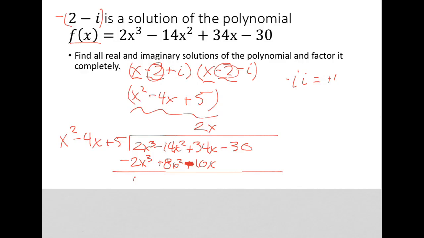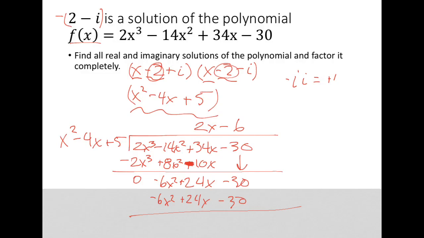2x cubed minus 2x cubed is 0. Negative 14x squared plus 8x squared is negative 6x squared. And 34 minus 10 is 24x, a positive 24x. Let's drop that negative 30 down now. How many times does x squared go into negative 6x squared? Well, negative 6 times. And I'm going to get negative 6x squared when I do negative 6 times x squared. When I do negative 6 times negative 4x, I'm going to get a positive 24x. And a negative 6 times a 5 is a negative 30.